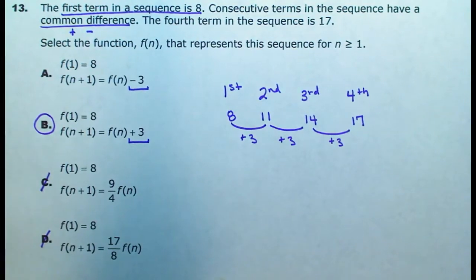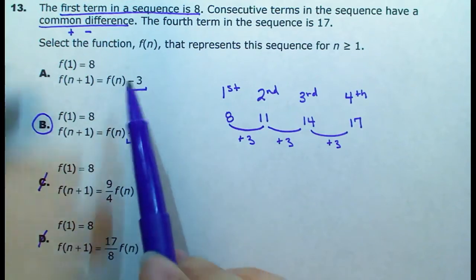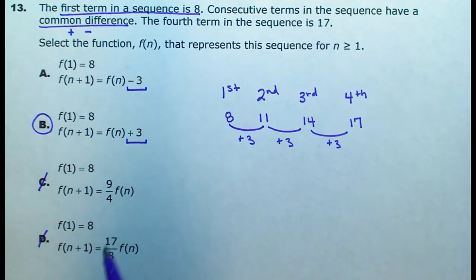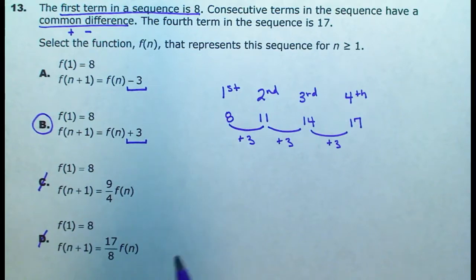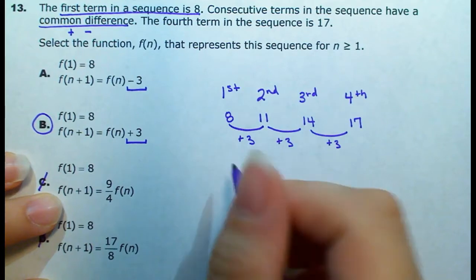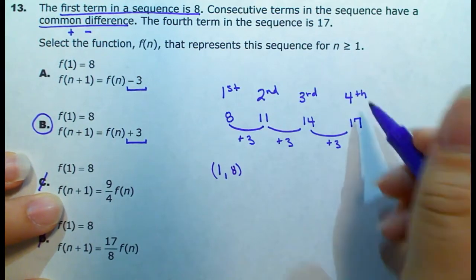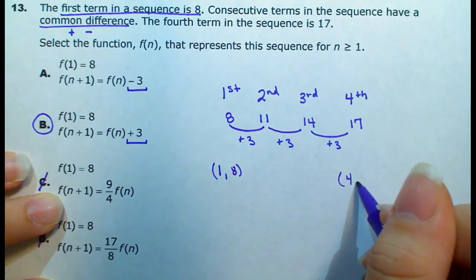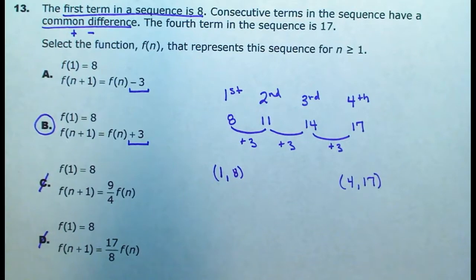Now this one was fairly simple to eliminate wrong answers because you had subtracting 3 and 2 multiplying, but what if they had given you 2 adding? What would you do then? Well, you could have thought of these two as points. The first term is a point, (1, 8). The fourth term is 17, 4 being the x, 17 being the f of x in this case.